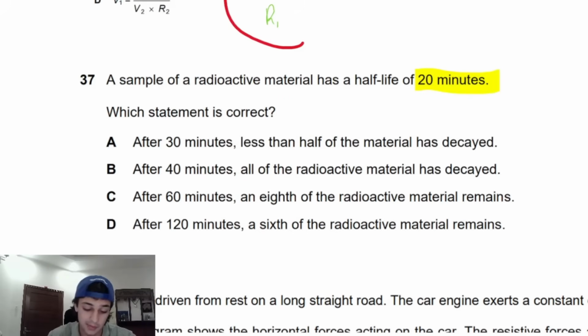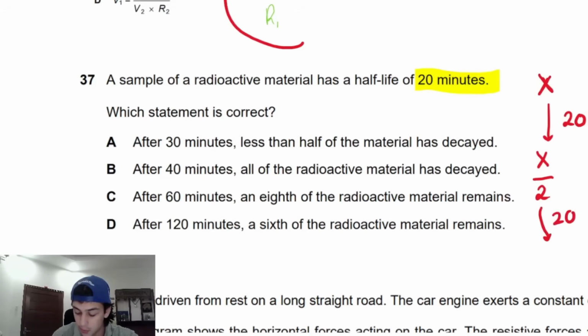Now before we even dive into this question, let's make a general outline. Let's say that originally we have X amount of substance. After 20 minutes, what's going to happen? This X will become half the amount, because that's what half-life is. And after another 20 minutes it's going to become even more halved, which would be X by 4. And after another 20 minutes we would see that this becomes X by 8. So let's go over these.